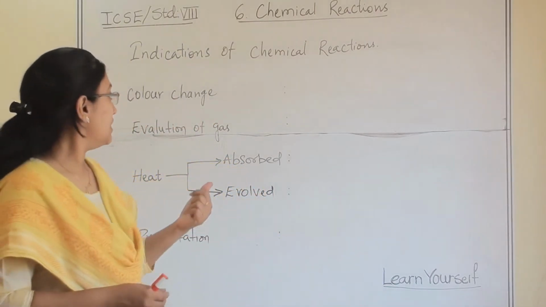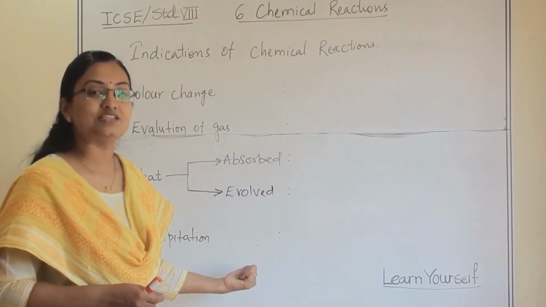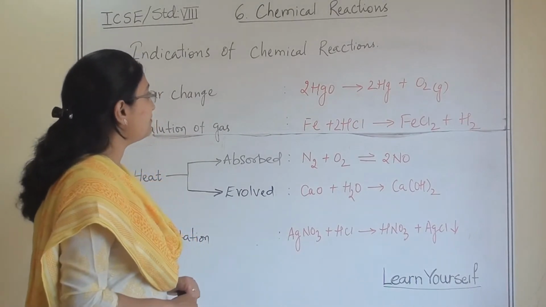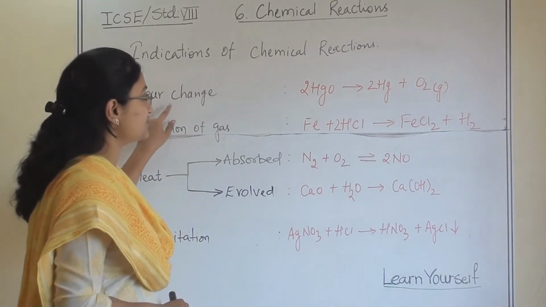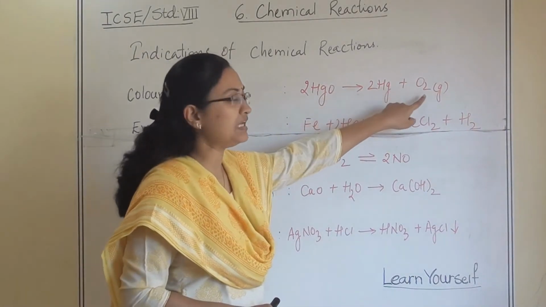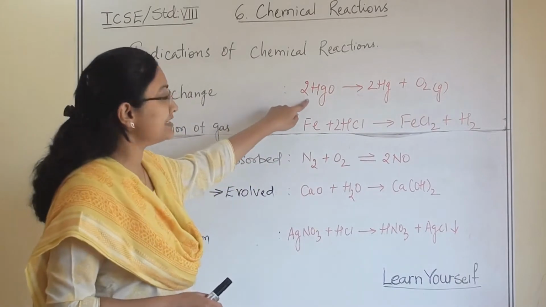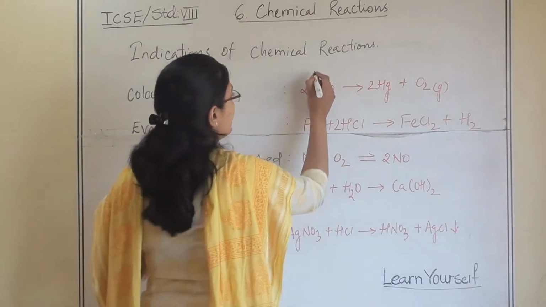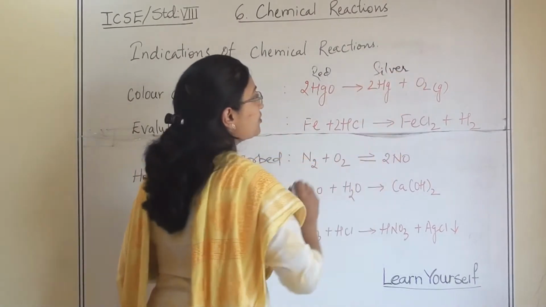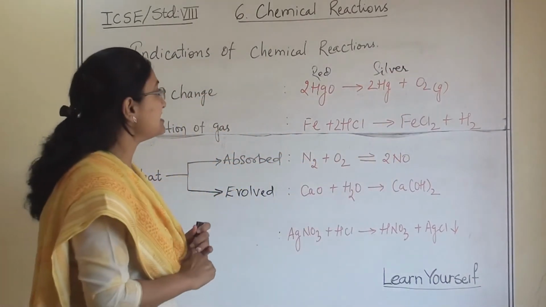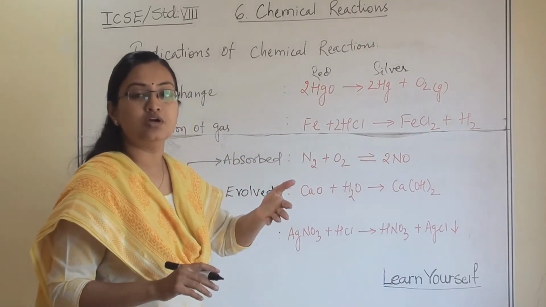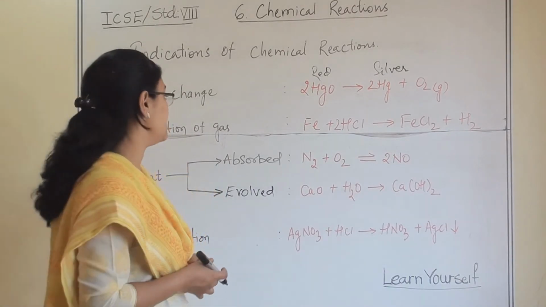Now let us see one by one example for each. Let us see some examples for each and every indication. First, color change. Mercuric oxide, when you are heating it, you will get mercury and oxygen. Earlier it is red in color, and after the product you will get silver product at the end. So this is a color change. When red is completely becoming silver, we will get to know that our reaction has been completed.